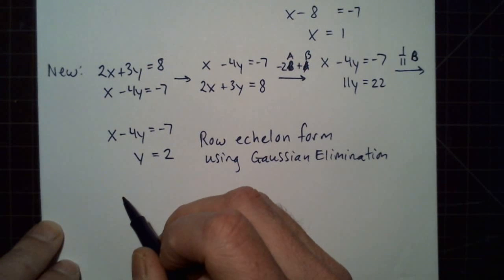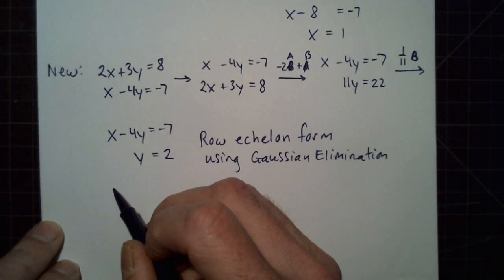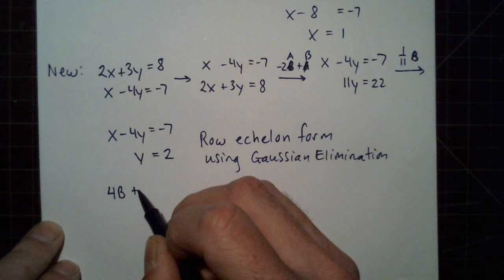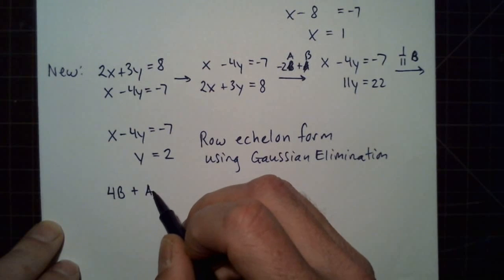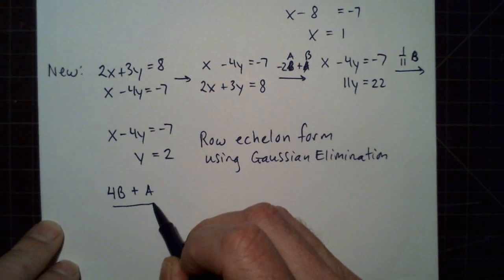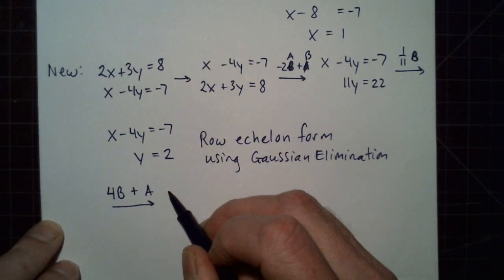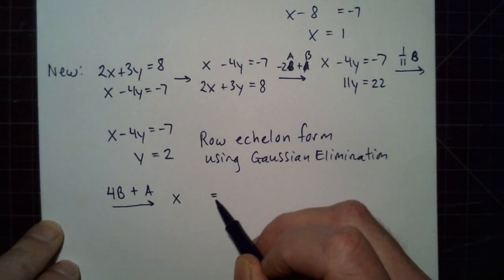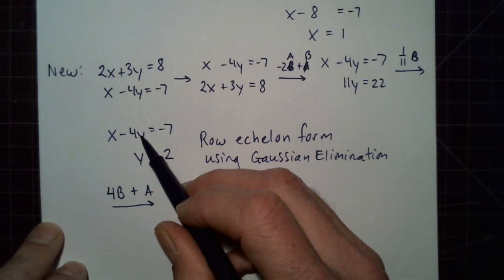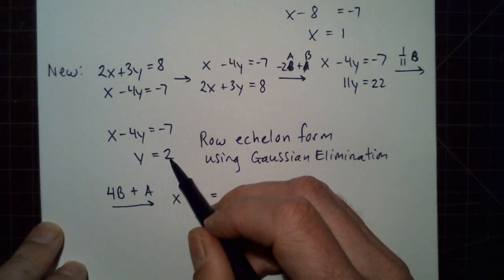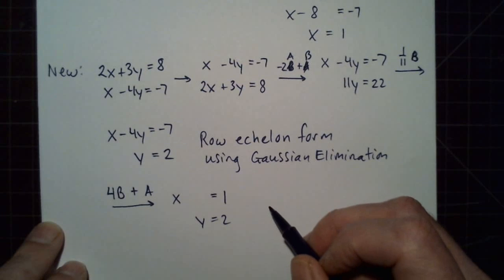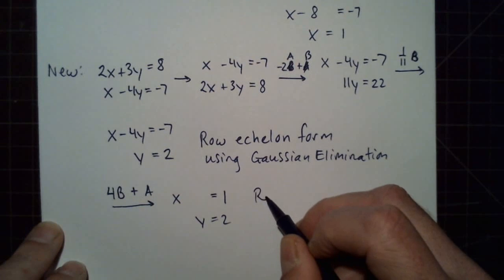If we did one more step in this problem, which would be 4 times b plus a, 4 times b plus a is to eliminate that. And that would give us x equals, here we have y equals 2. We're going to go 4 times y plus -4y, and now it's gone. We're going to go 4 times 2 is 8, plus -7 is 1, and this is called reduced row echelon form.